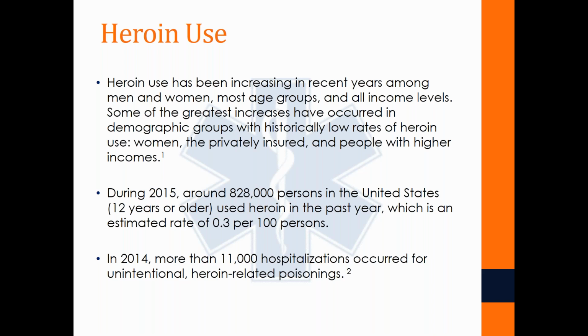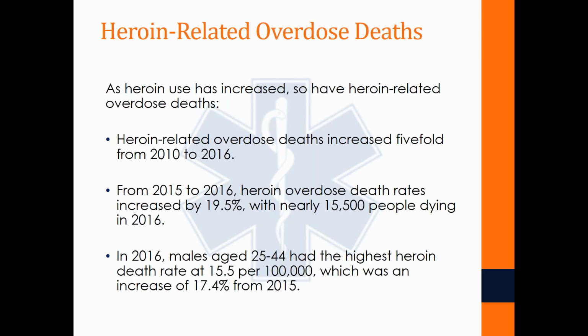In 2014, more than 11,000 hospitalizations had occurred from heroin-related poisonings, so overdoses. 11,000 people in just the US alone. And it's only gotten worse. Between 2014 and 2016, it says it increased fivefold each year. So that means that 11,000 in the 2 years between 2014 and 2016 has gone up to somewhere probably around 100,000 or more.